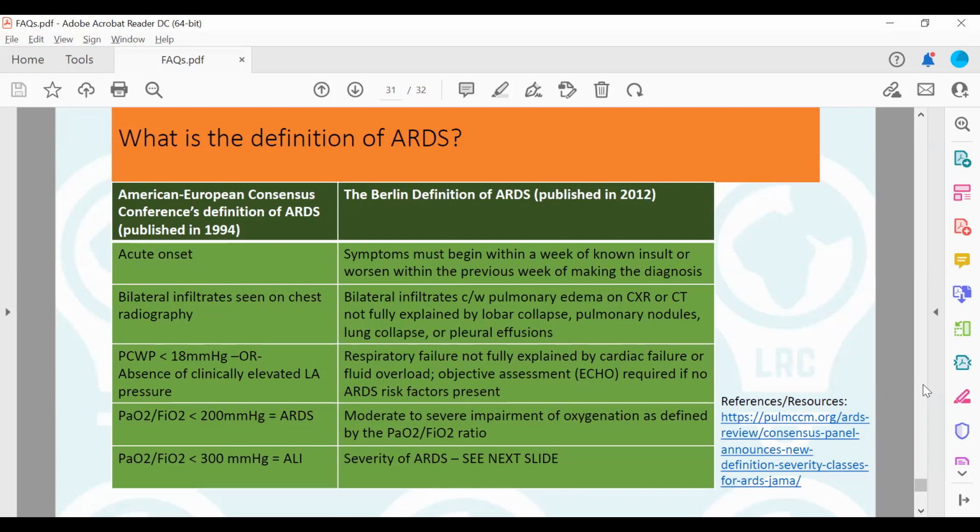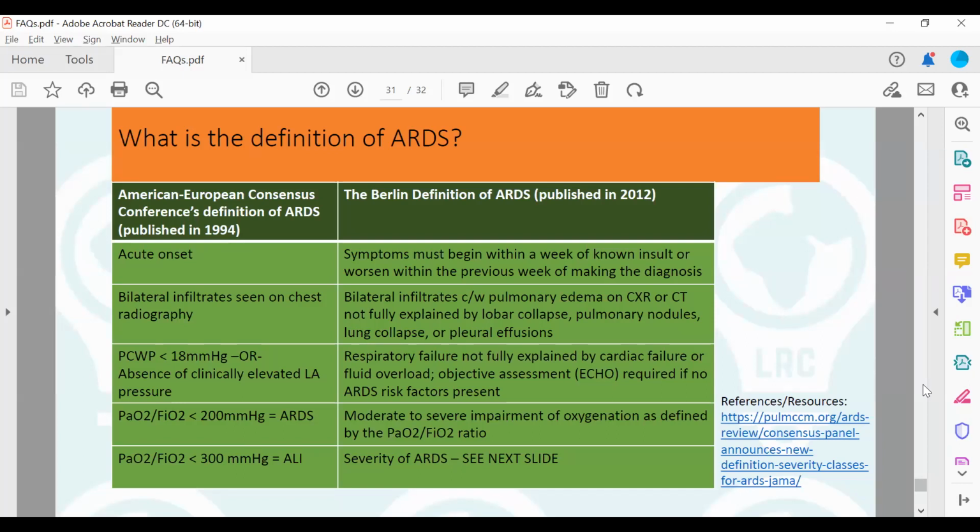We lost Jean-Paul, but he was saying you have a respiratory insult within 1 week. You may have a chest contusion, for example. You may have a pneumonia. So once you have that within 1 week, and on X-ray or chest CT scan, you have bilateral infiltrates, with pulmonary edema which is not fully explained by a heart problem or heart failure. So that is a second criterion.